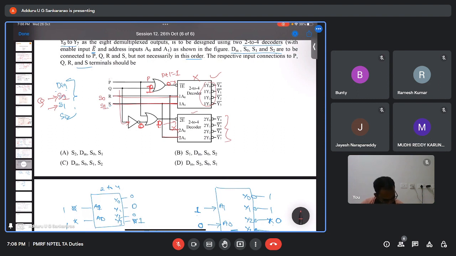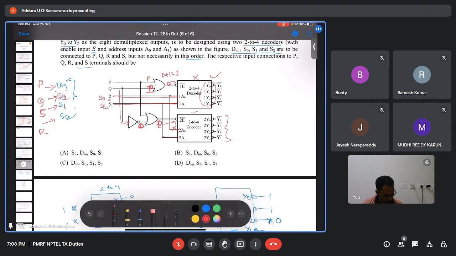So R should be S naught and S should be S1. And what else is left? Data. The data input should be connected to P.